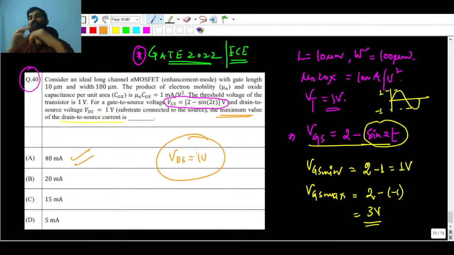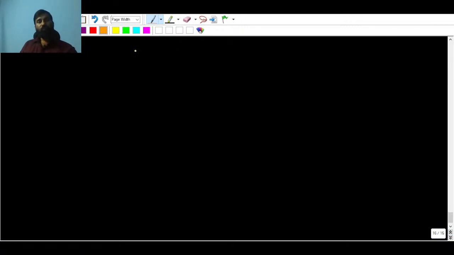First of all, we have to check in which region of operation our n-MOSFET is working. The very first step is to find the region of operation. According to the region of operation, we have to use the current equation. So the first step is to investigate the region of operation.